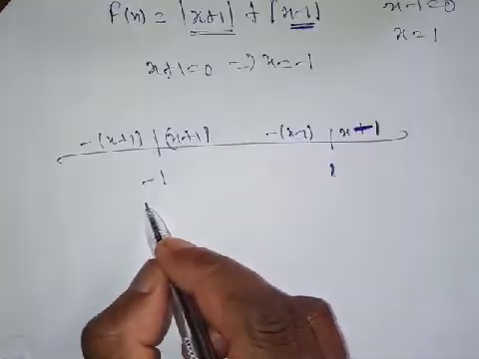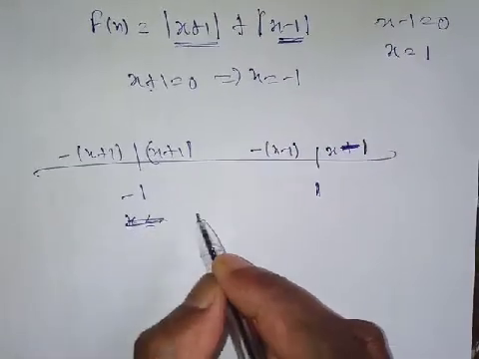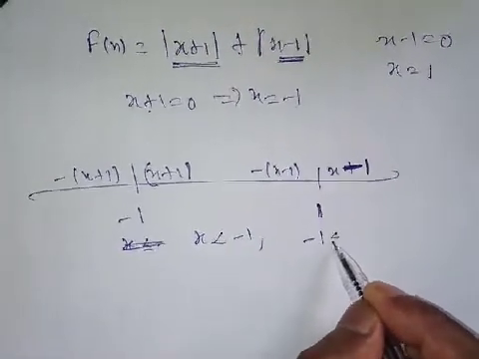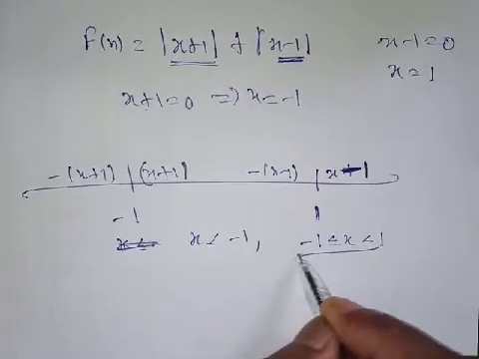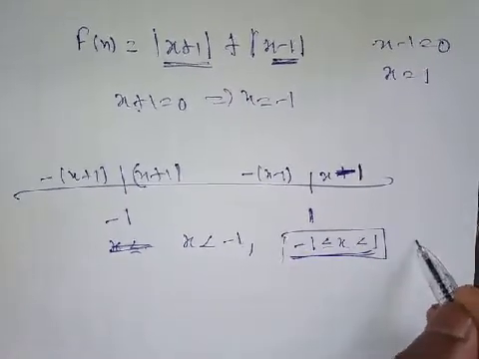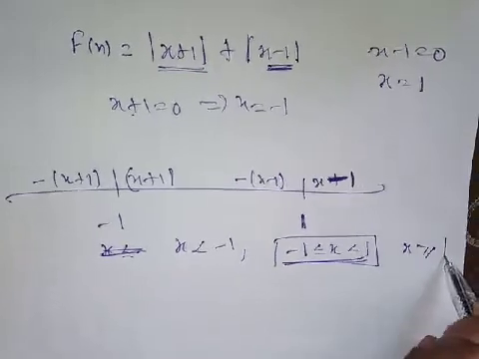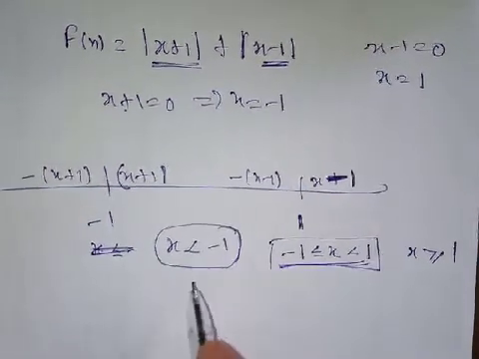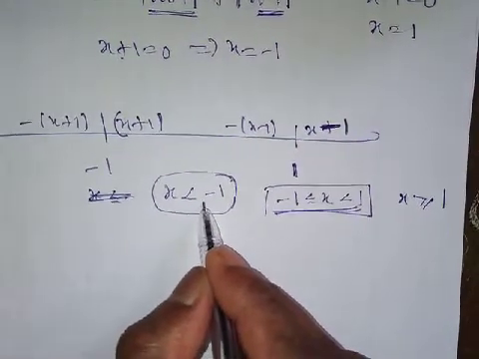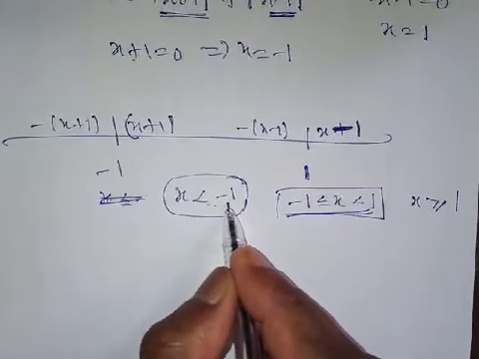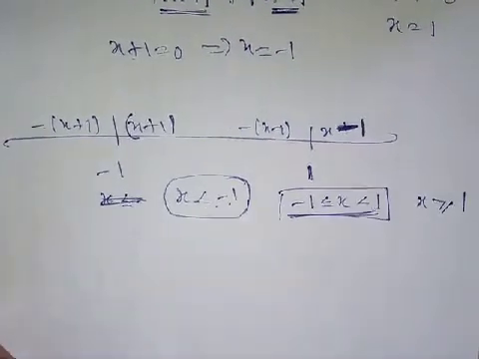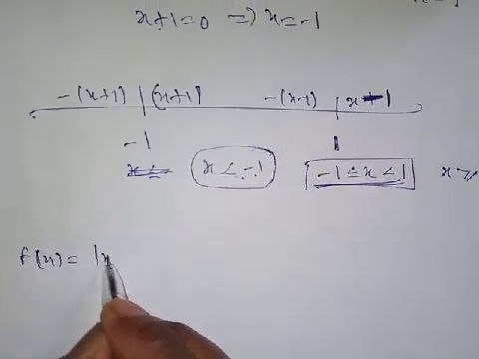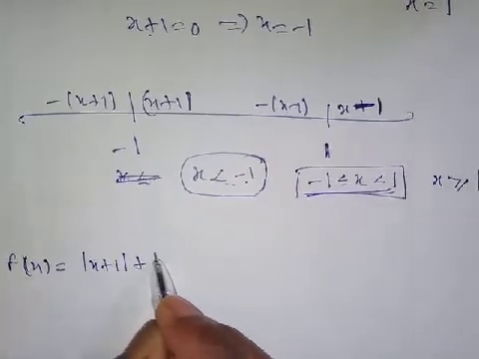What is that? x is less than minus 1, minus 1 less than or equal to x less than 1, which means it is between 1 and minus 1, and x is greater than or equal to 1. Is it greater than or equal to 1? So now we'll check what will be the function of these two mods when x is less than minus 1. Okay, is it? What function is given to us? f of x is equal to mod x plus 1 plus mod x minus 1.